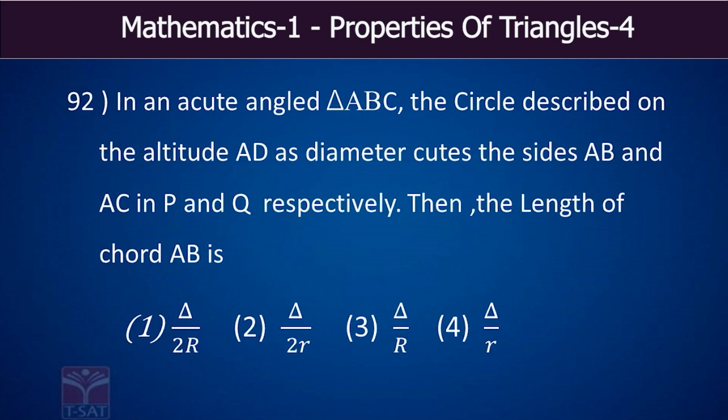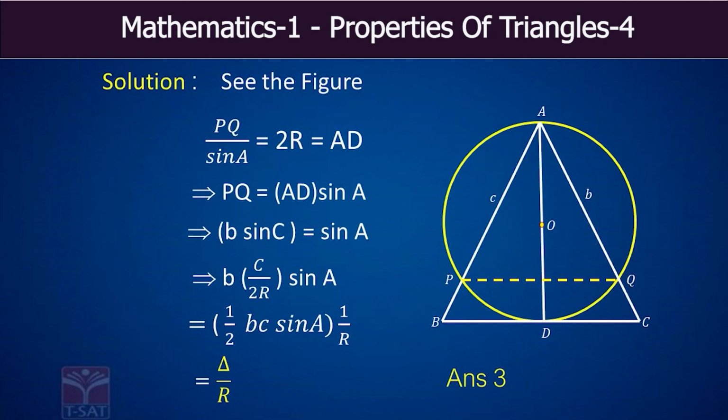In an acute angled triangle ABC, the circle described on the altitude AD as diameter cuts the sides AB and AC in P and Q respectively. Then the length of the chord PQ. See the figure. Now by using the sine rule, PQ by sin A is equal to 2 capital R.